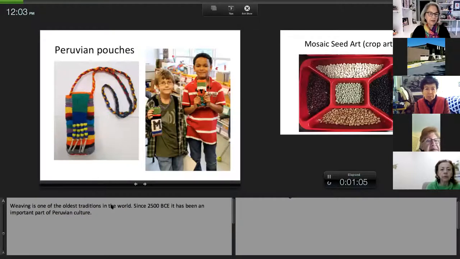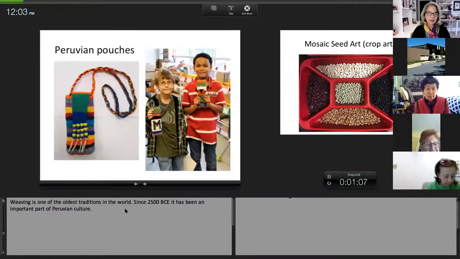Here are more weavings we did. That's actually my grandson when he was a little boy, right there on the left. And weaving is one of the oldest traditions in the world. Since 2500 BCE, it's been important in the Peruvian culture. And these are pouches that the kids would keep their recorders in for their music performance.